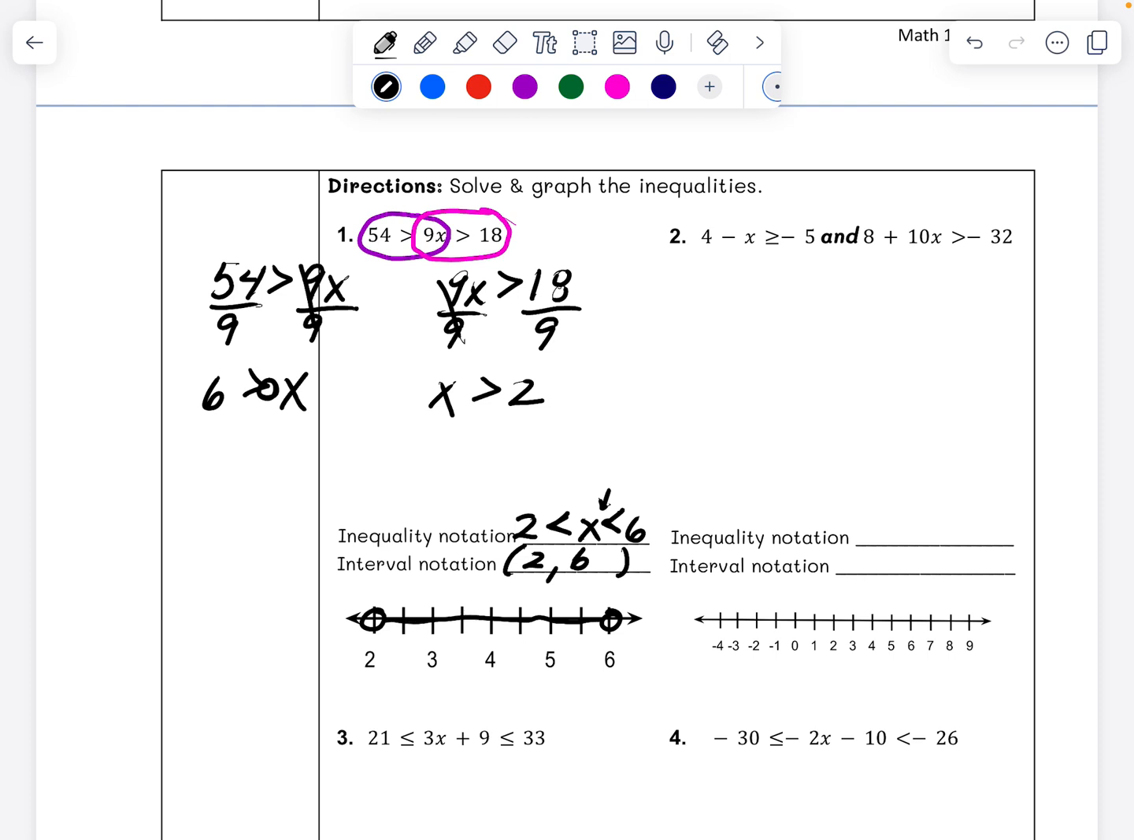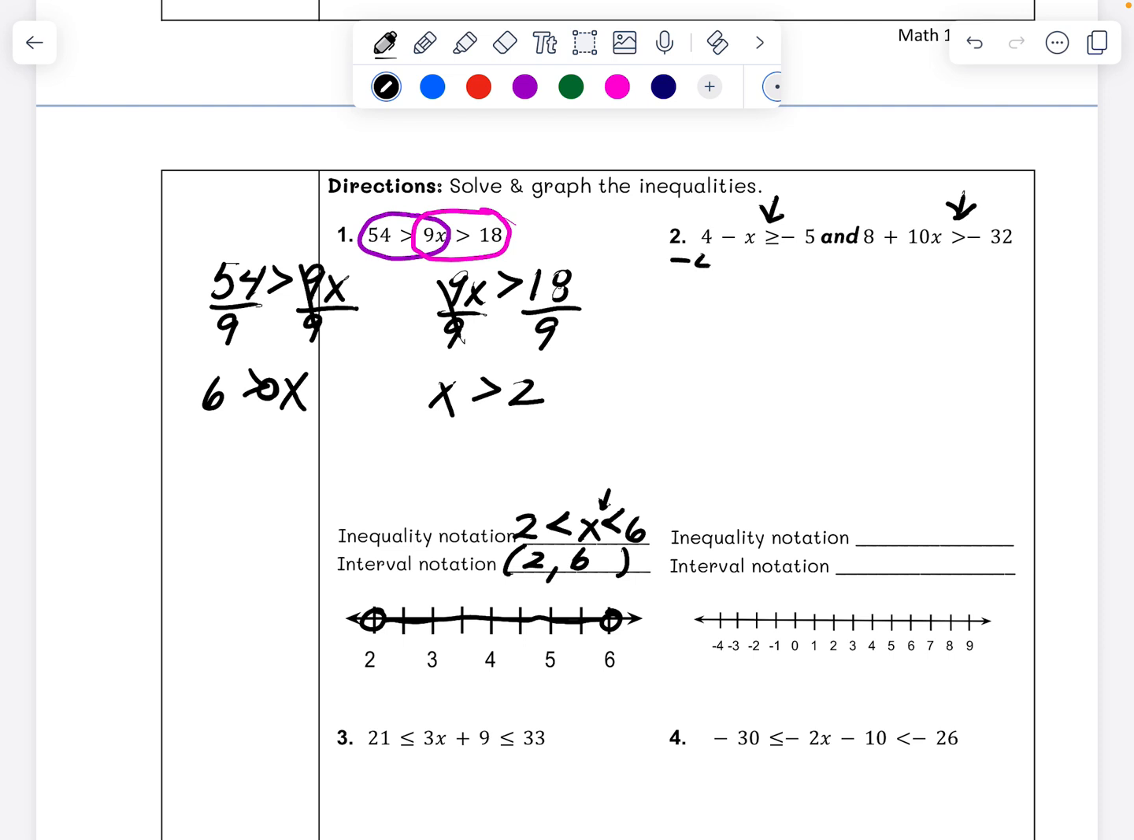Okay. So, for example number 2, they've already split them for you. So you know that you don't have to split these two up. There's only one inequality symbol here. So when they write it that way for you, where they give you the and in between, you already have them ready to solve. So let's do that.